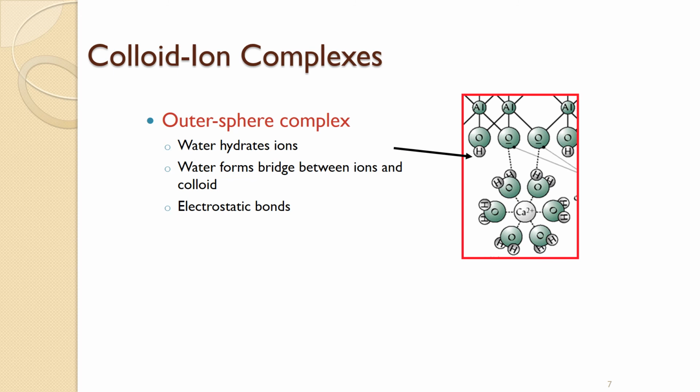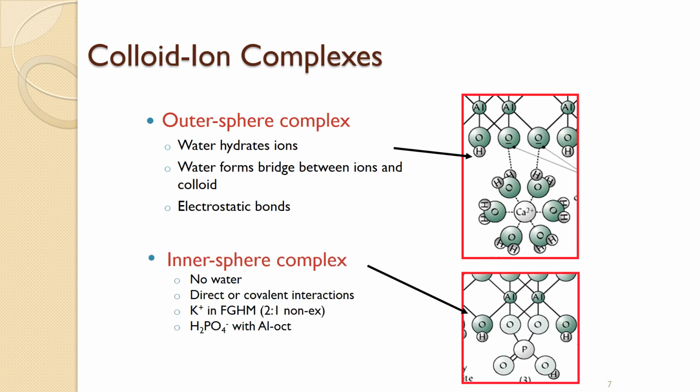Anytime you have an ion that's hydrated by waters like this, it basically can't directly attach to the surface. Instead, it kind of hangs out, kind of like a Tinder date. So we've got this bridge of ions to the colloid, these electrostatic bonds. They're very temporary, they're merely dating, maybe just talking, not even sure, kind of hanging out, nothing permanent. So that's what an outer sphere complex is.